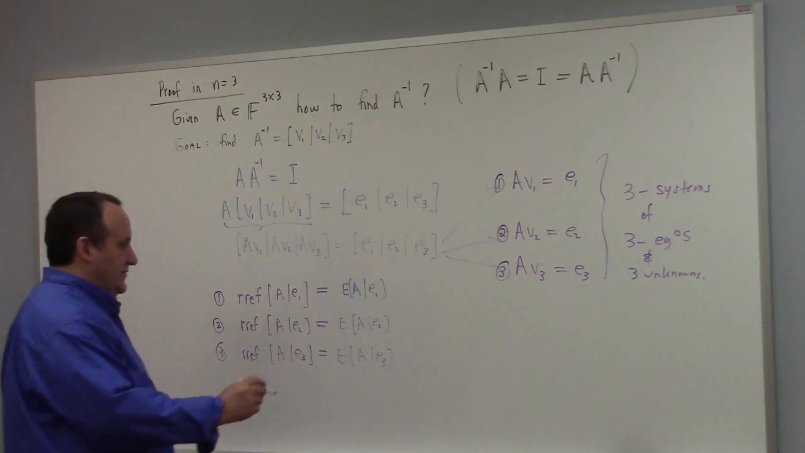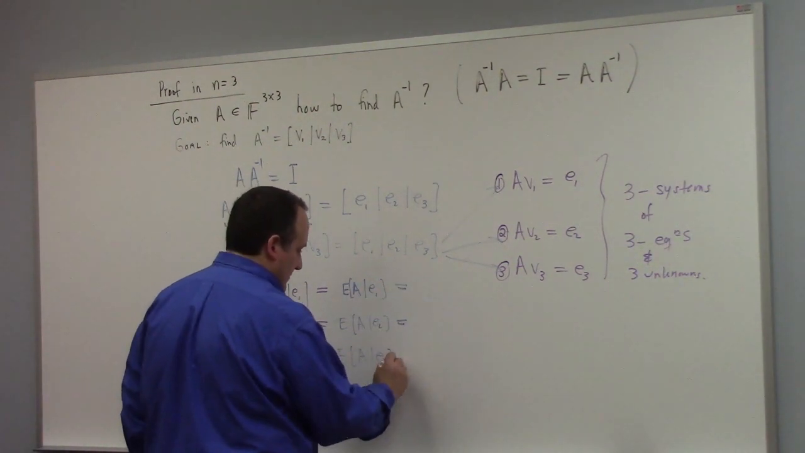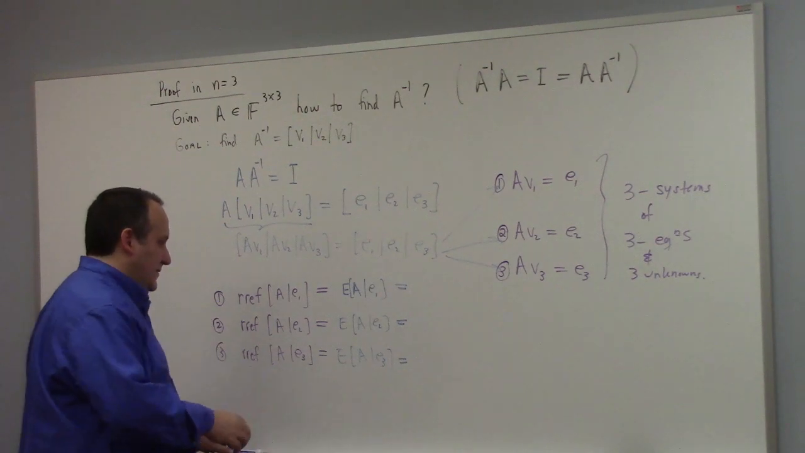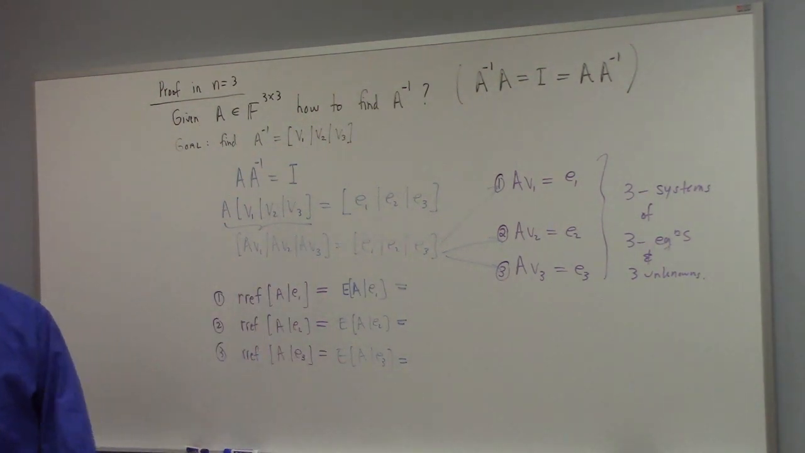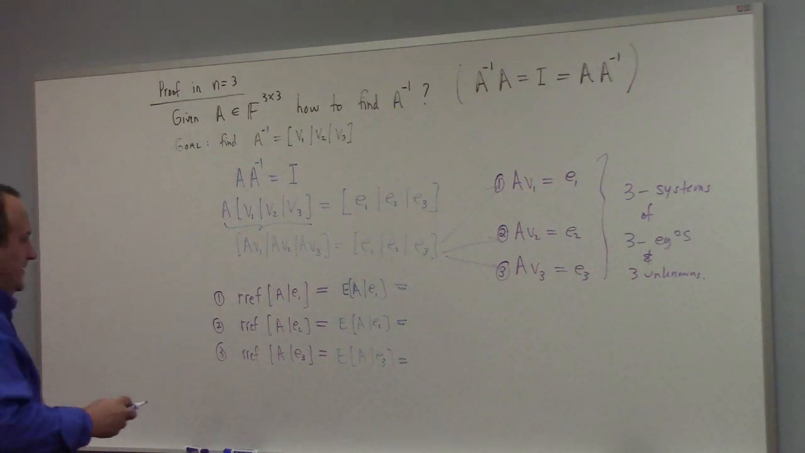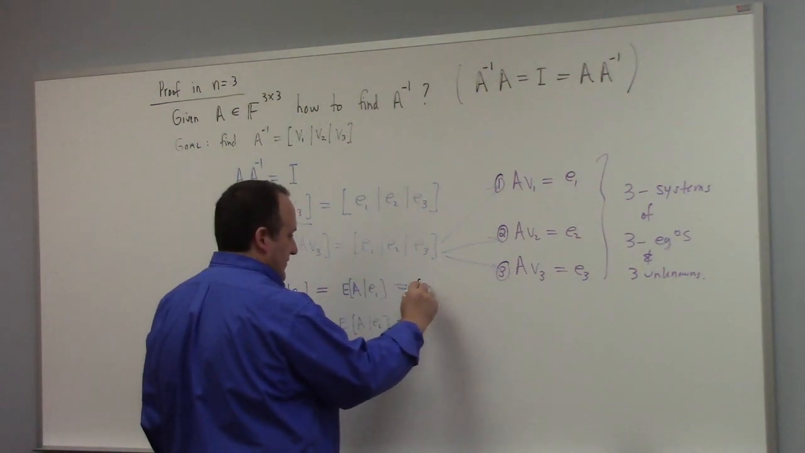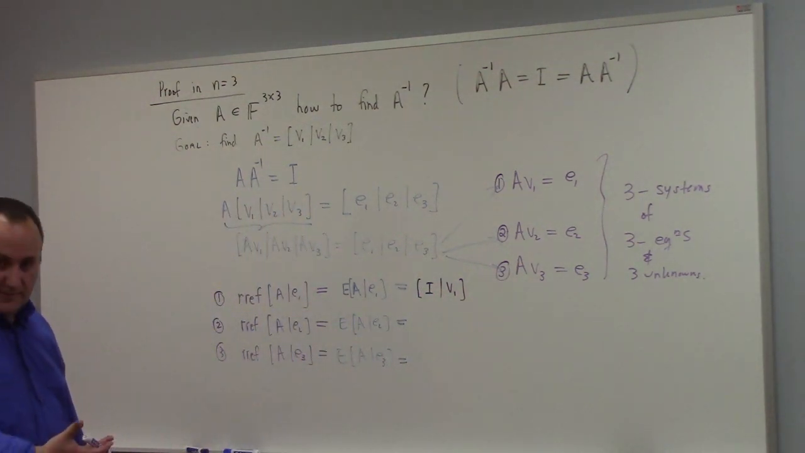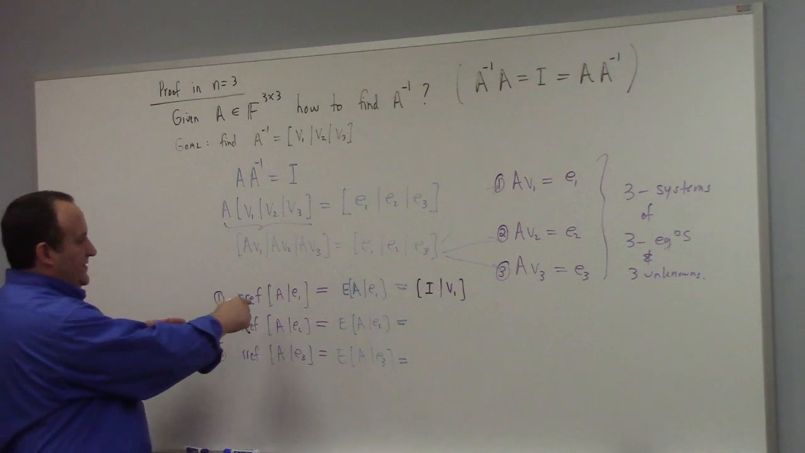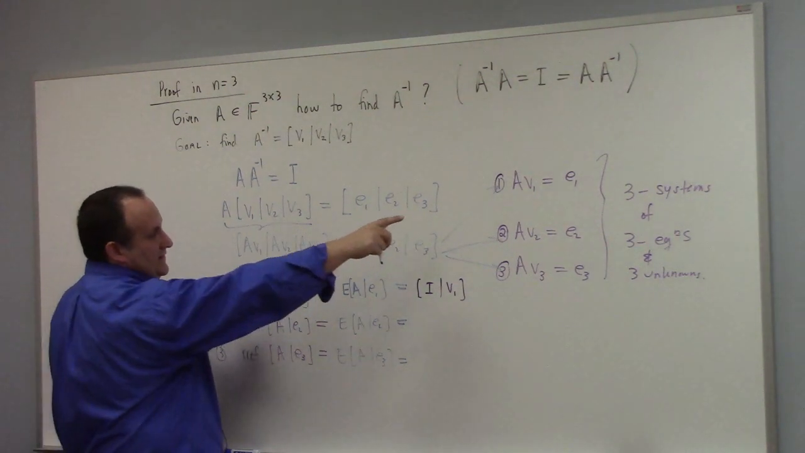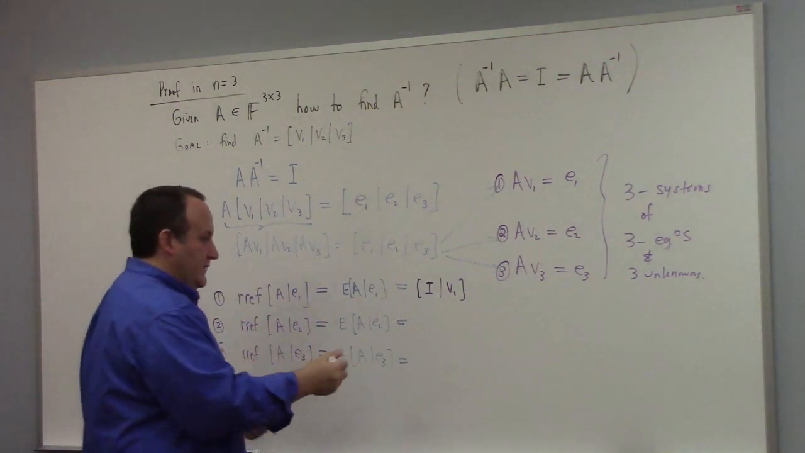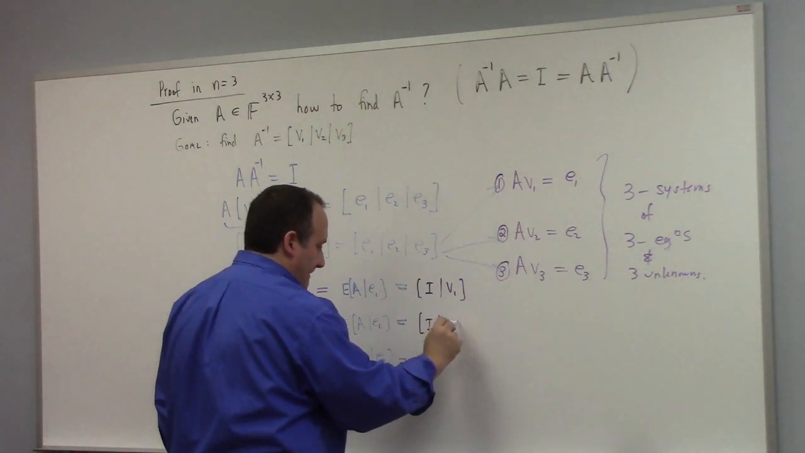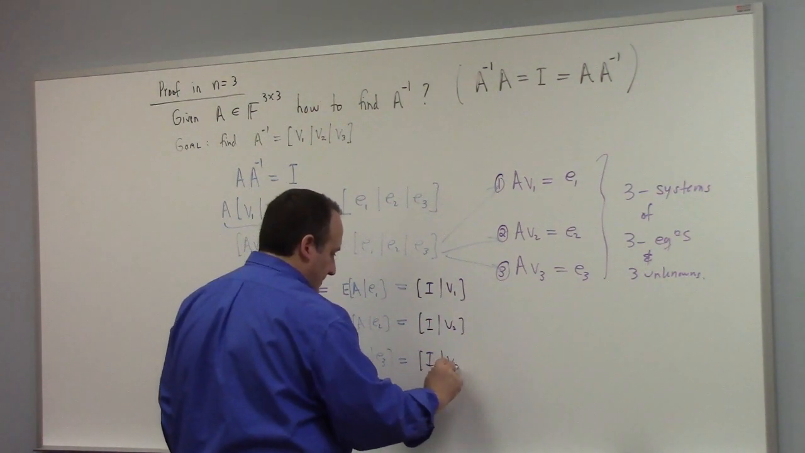By the way, what does the row reduction have to work out to? In the case that A is invertible, by the other theory that I've developed in the notes, it has to work out to the 3 by 3 identity matrix. And the first column is what we're looking for: the solution to the first system is V1. V2 is the solution to this one, and V3 is the solution to this one.